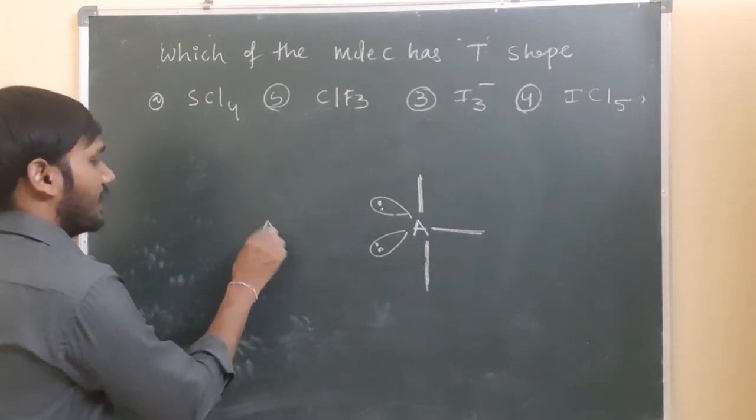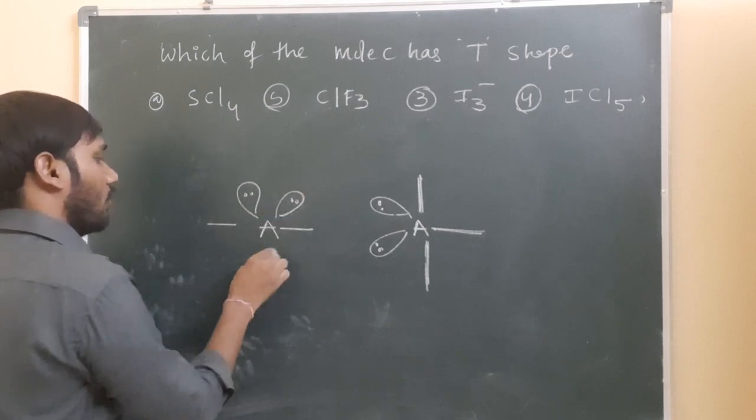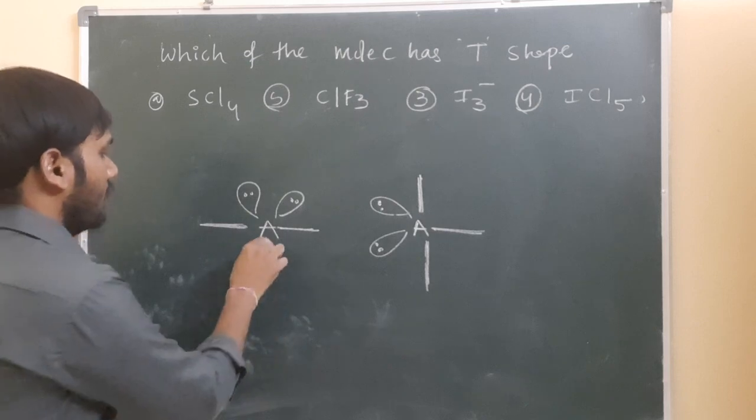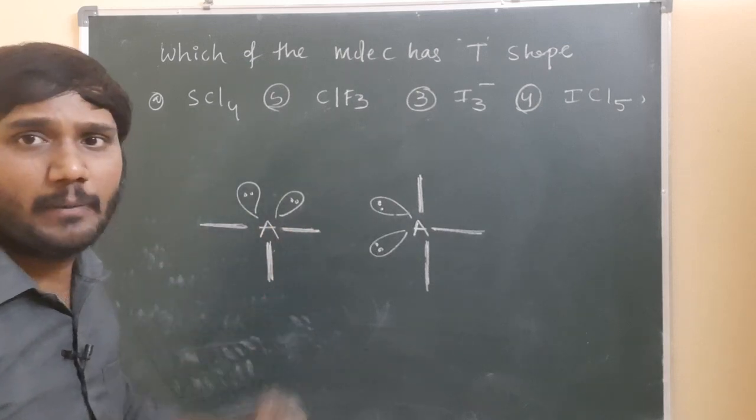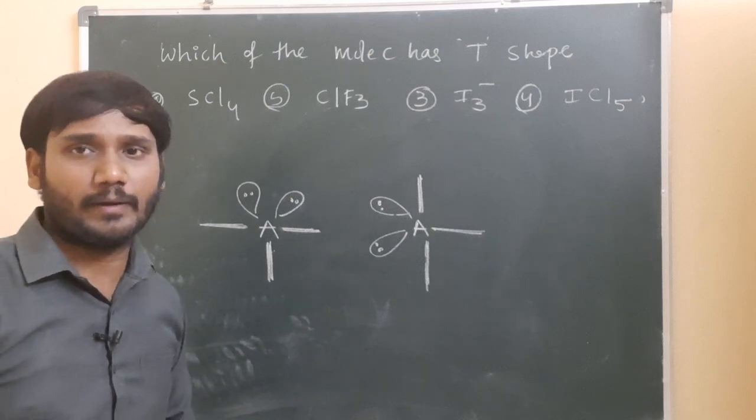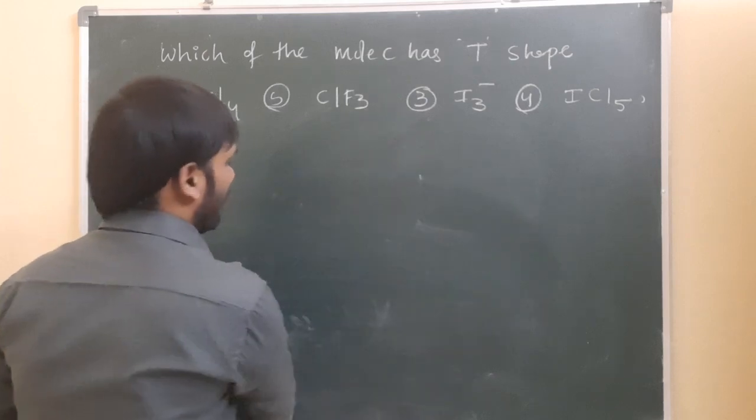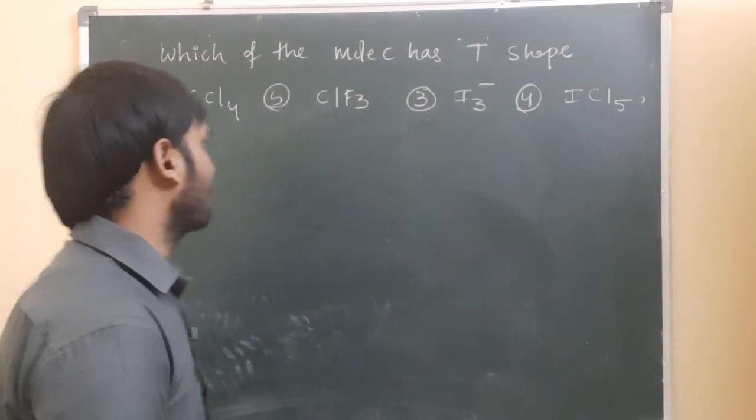If you want to see clearly, this is one lone pair, another lone pair, and here 1, 2, 3 bond pairs. Clear? So this is the T-shape: 3 bond pairs and 2 lone pairs. The molecule having 3 bond pairs and 2 lone pairs is T-shaped. So now we can identify the T-shape.